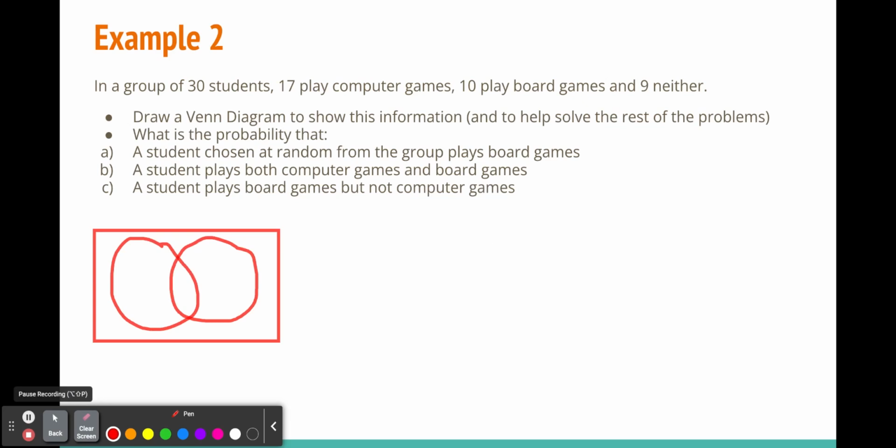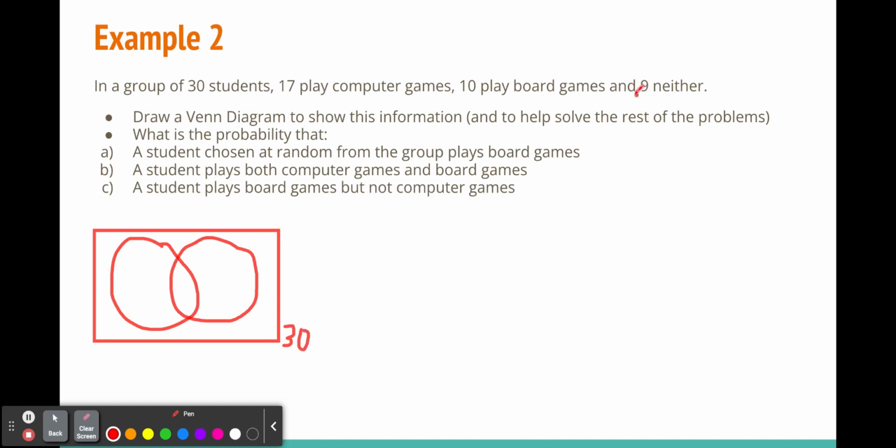Let's look at this example. In a group of 30 students, 17 play computer games and 10 play board games and 9 play neither. Draw a Venn diagram to show this information. Okay, so first step, 30 is our total. So when I add up all the numbers I see in this rectangle, I should be getting 30.